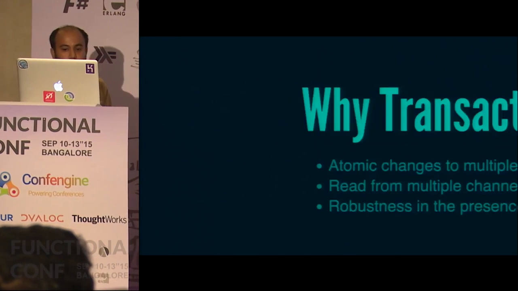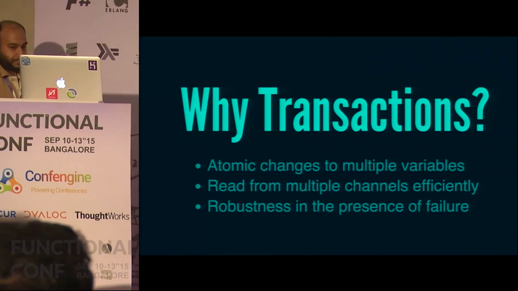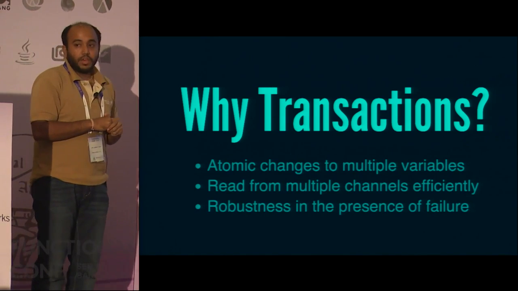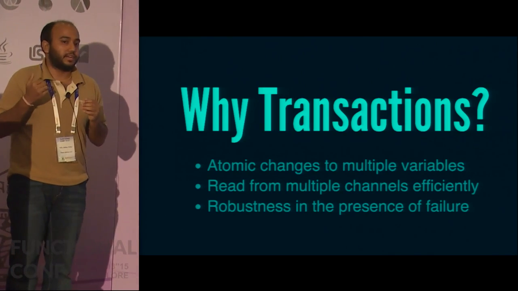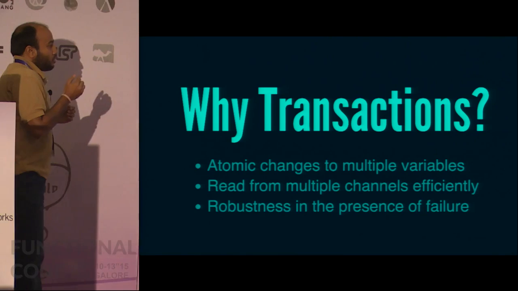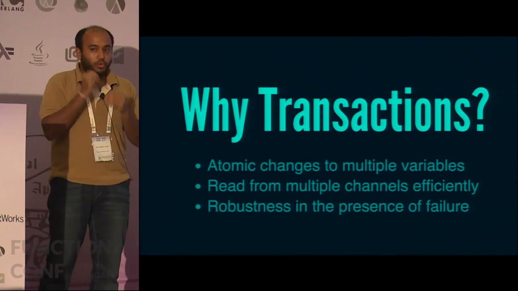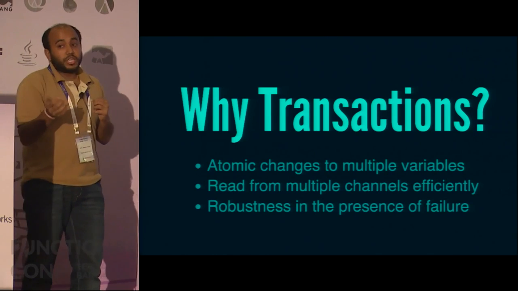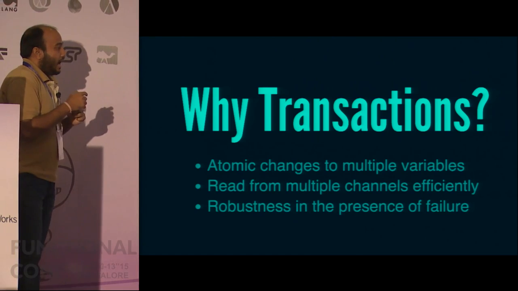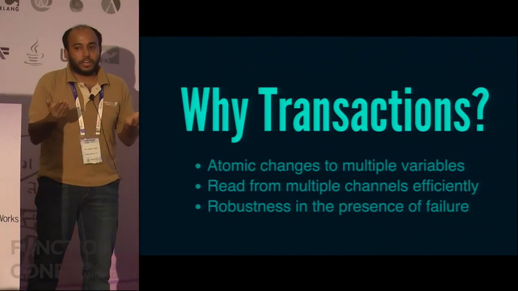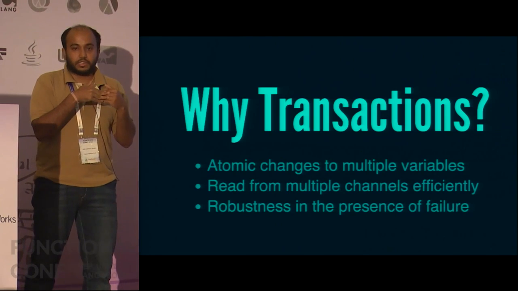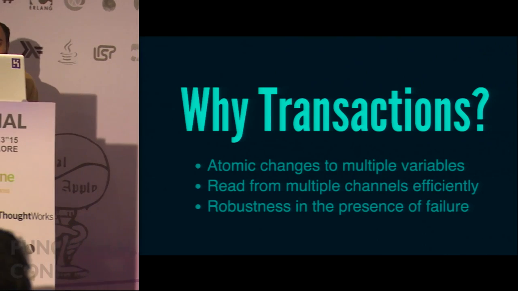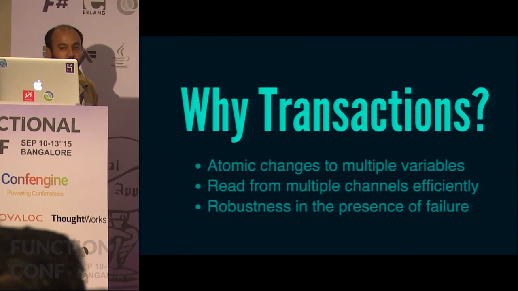Why do you need STMs? Why do you need transactions? You want to change multiple variables atomically. To do that with MVars, you have to take one lock inside another. It's tricky. You want to read from multiple channels efficiently, without launching threads for reading from each channel, as well as read from multiple channels atomically. And if something goes wrong in your code, you want to roll back the effects of the transaction. You don't want to leave things messed up in the middle. So that's why we use transactions.